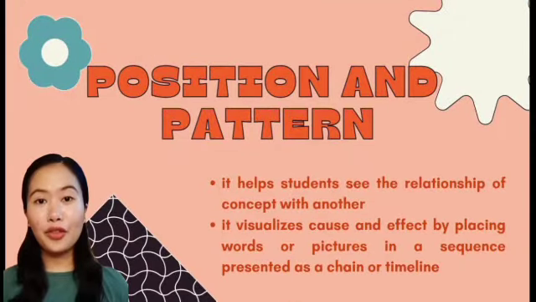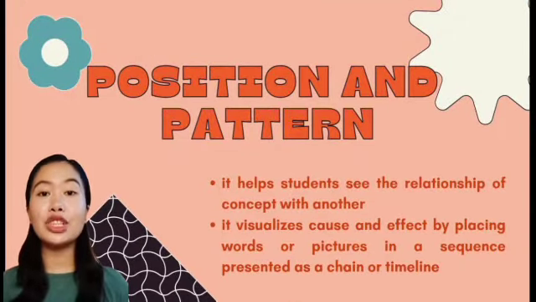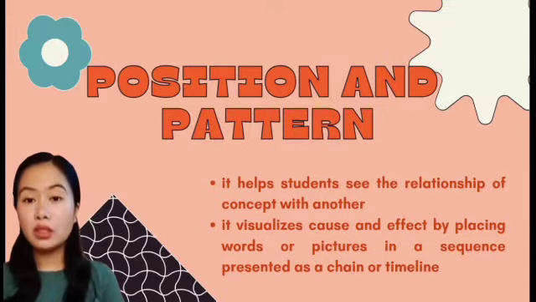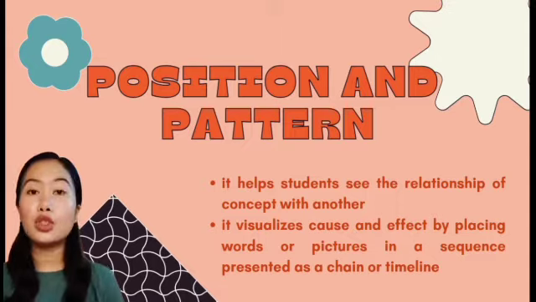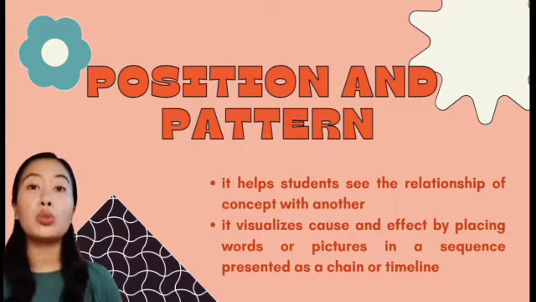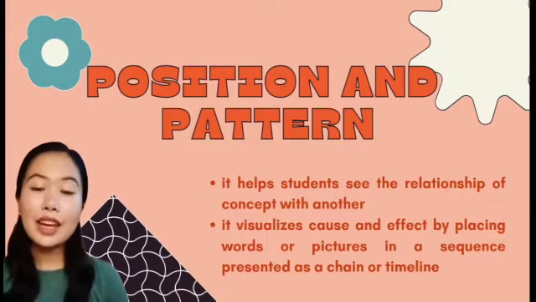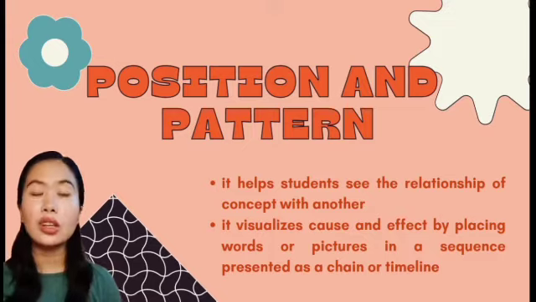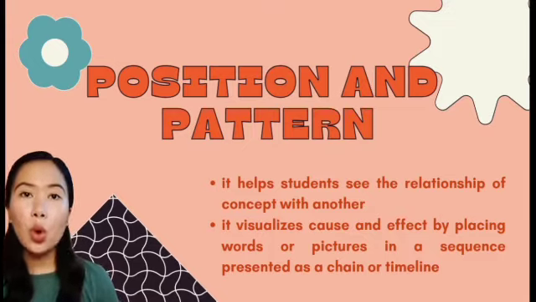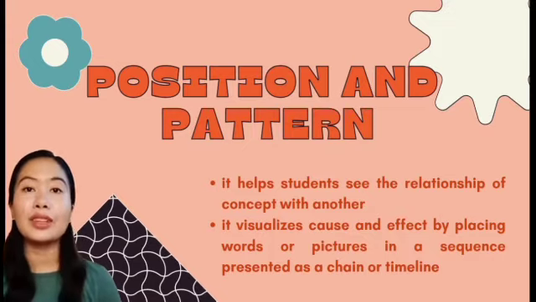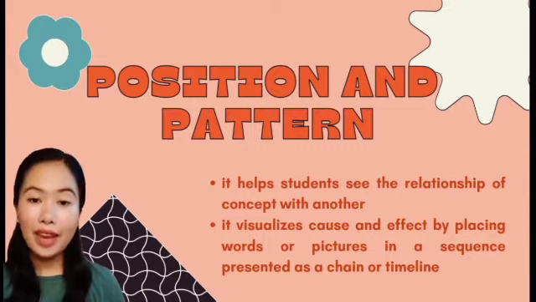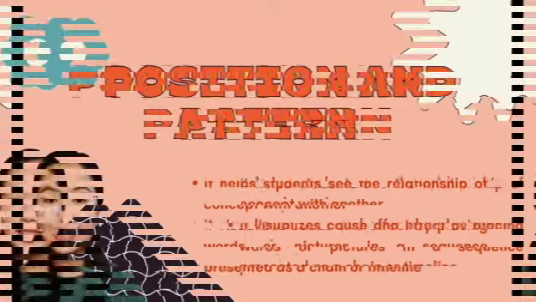The second type of graphic organizer is the position and pattern. This type of graphic organizer will help students and teachers to easily visualize, pinpoint, and determine the relationship between one concept with another. Aside from that, it will also show events and concepts in chronological order and patterns that occur and reoccur in different events and contexts. It will also visualize cause and effects, sequences, and timeline.